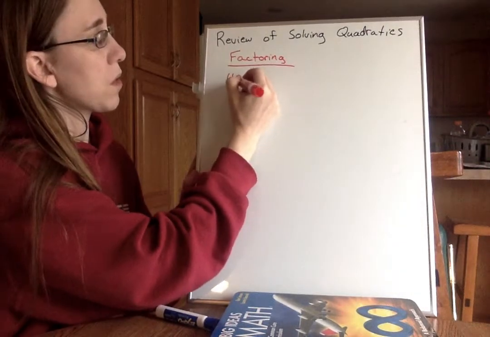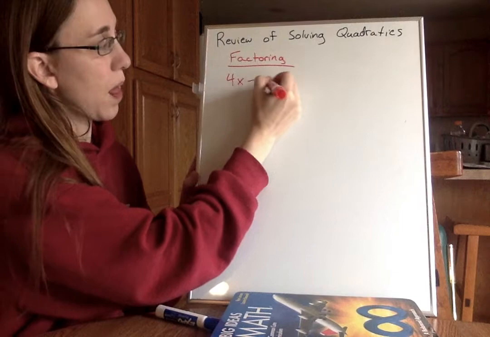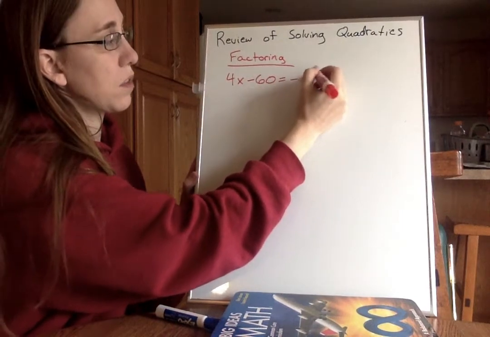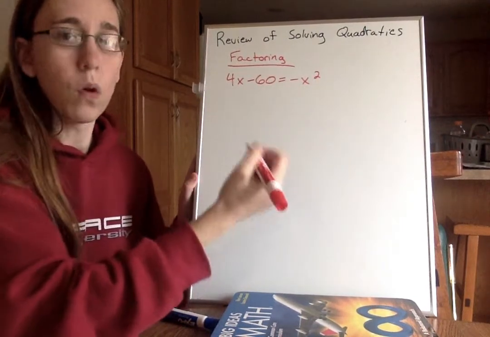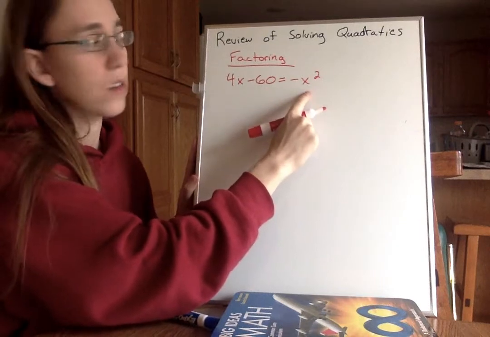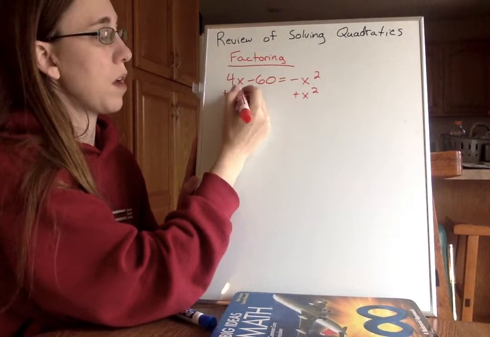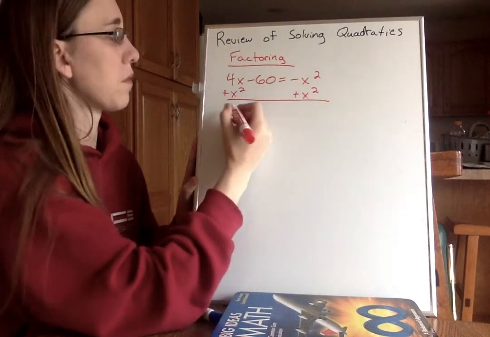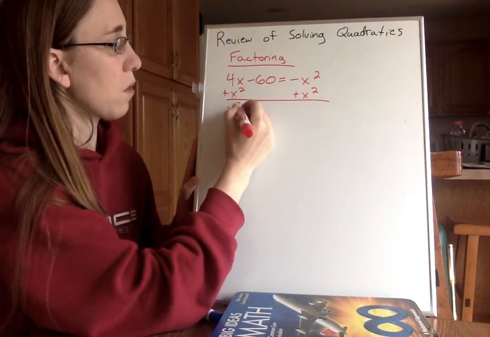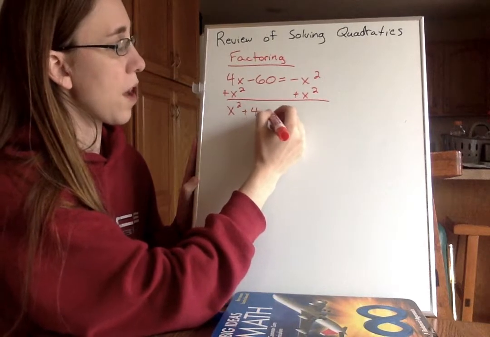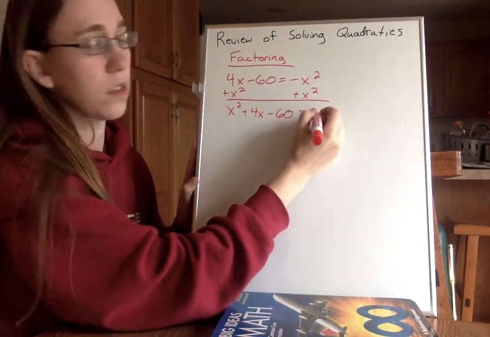So if we started with the equation 4x minus 60 equals negative x squared, we want one side to equal 0. I'm going to move the x squared because that requires the least amount of work. Plus, when possible, I like my x squared to be positive. So I've got x squared plus 4x minus 60 equals 0.